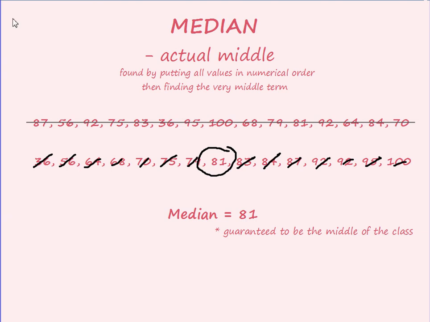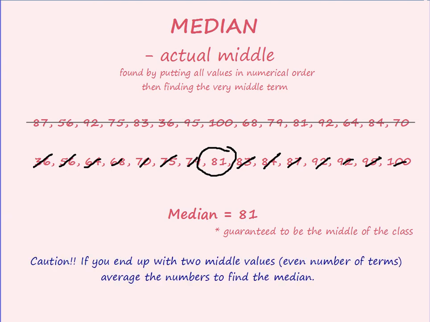But occasionally, of course, you're going to have an even number of values. In that case, when you count in from either side, you're going to end up with 2 values in the middle of your list. You cannot have more than one median, so to find the median in that case, we're going to average those 2 middle values. Add them together and divide by 2, and that's going to give you your actual median.